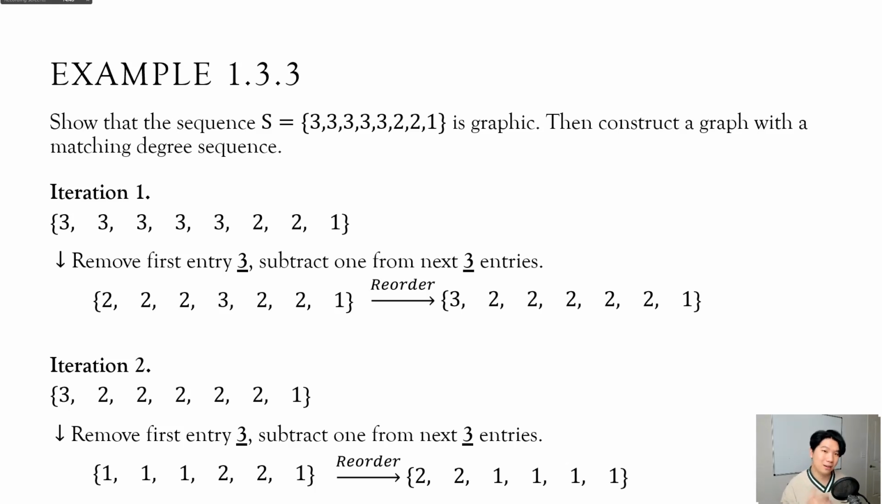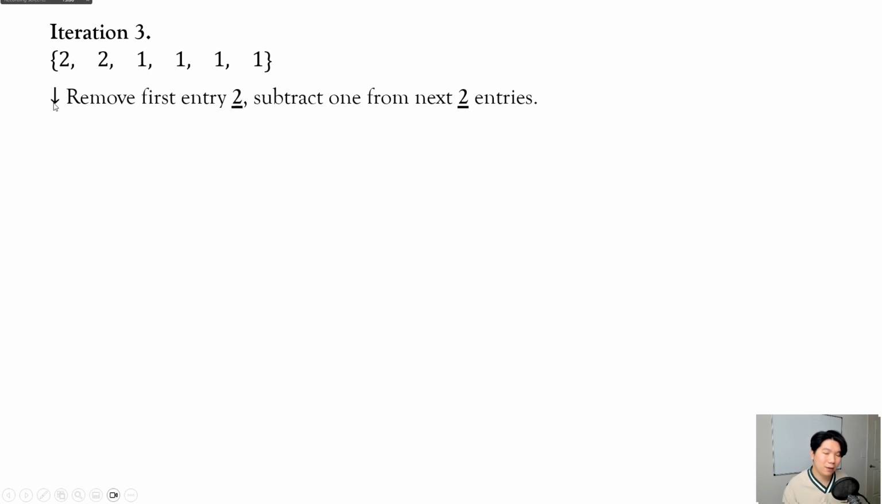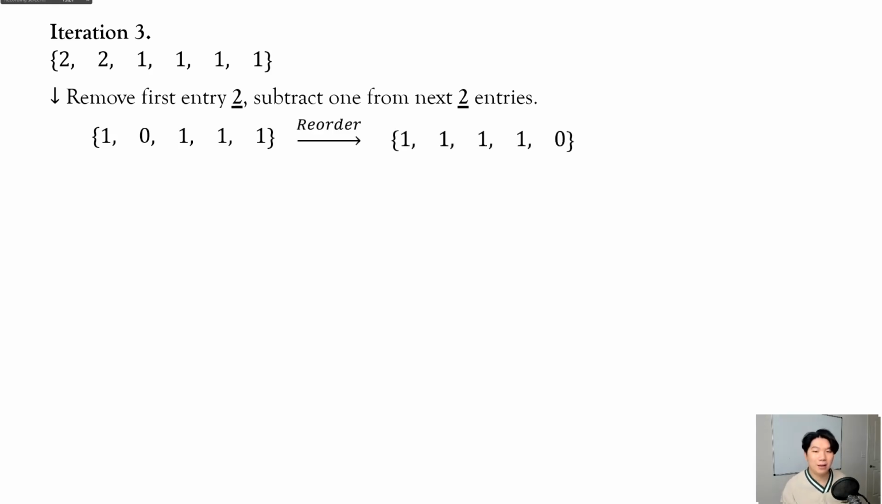So let me clear the screen here. So iteration 3, I have that reduced sequence I had from my previous iteration. And then by the Havel-Hakimi algorithm, I look at my largest entry, 2, I delete it, and I subtract 1 from the next 2 entries. Again, I'm subtracting 1 from the next 2 entries because I deleted a 2. If I do that, I'm left with 1, 0, 1, 1, 1, which if I reorder it, I'm left with 1, 1, 1, 1, 0.